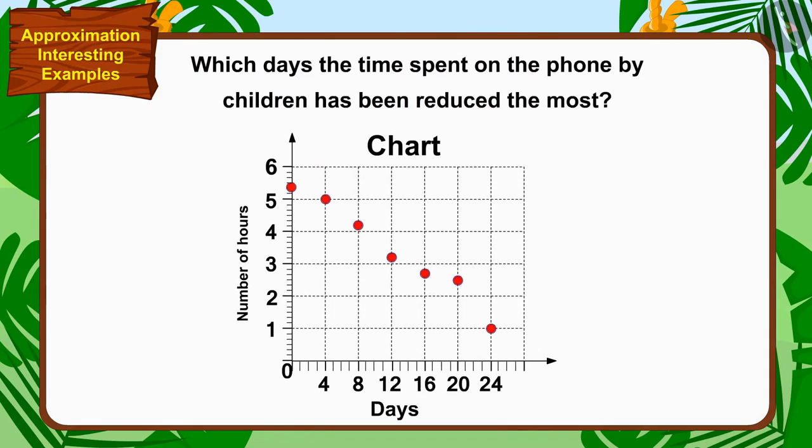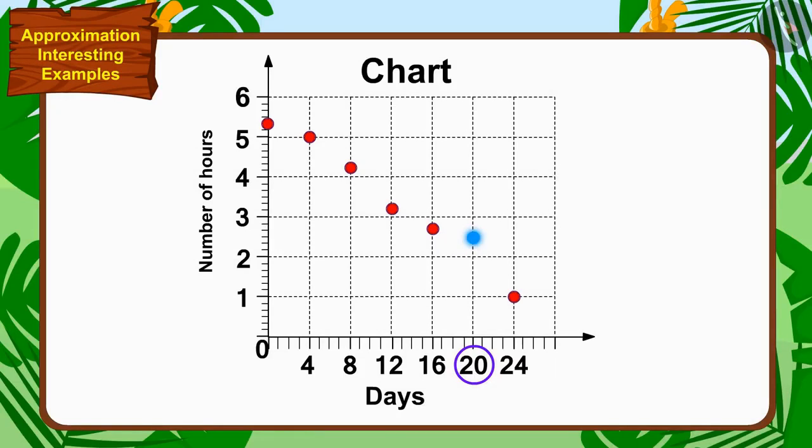Children, can you find the answer to this question by looking at this chart? If you want, you can find a solution by stopping the video. The distance between the heights of the dots of the 20th and 24th days is the highest. Hence, the most time spent on the phone by children was cut between the 20th and 24th days, a cut of 1 hour and 30 minutes.